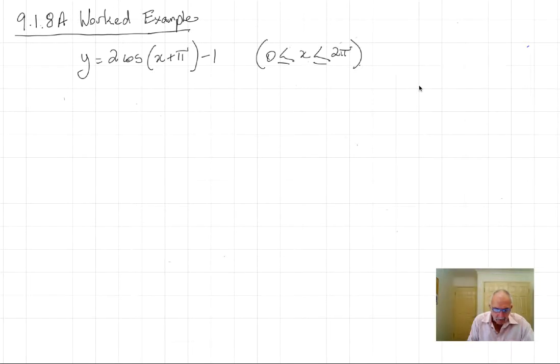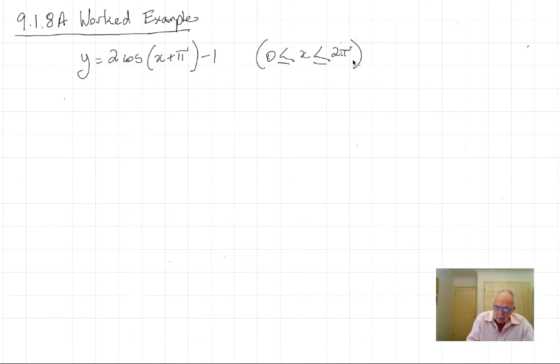All right, so here we've got a lot going on. It's not just our basic cos graph. We've got y equals 2 cos(x + pi) - 1. We're told that x lies between 0 and 2 pi. So the first thing you do when you look at this is say, right, we've got to decide whether we're working in degrees or radians.